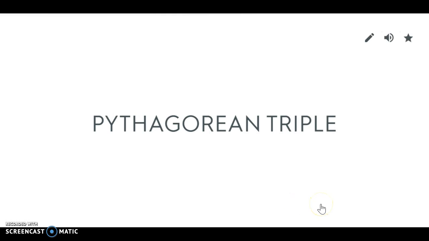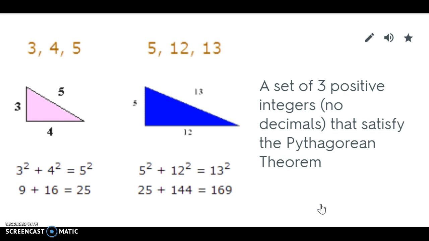A Pythagorean triple is when you have a set of 3 integers with no decimals that satisfy Pythagorean theorem. So here's 2 examples. 3 squared plus 4 squared is 5 squared. 5 squared plus 12 squared equals 13 squared. So when you can have problems that have no decimals and they're perfect numbers, then that is a Pythagorean triple.